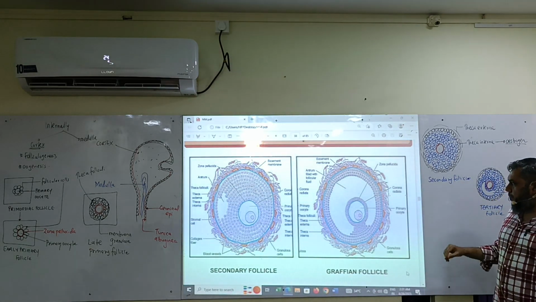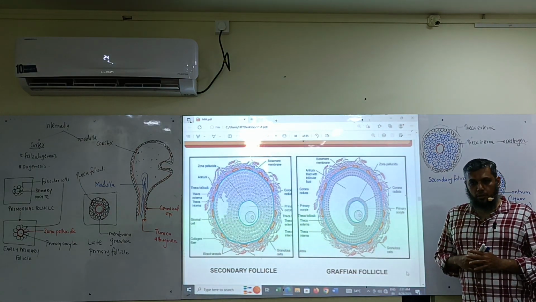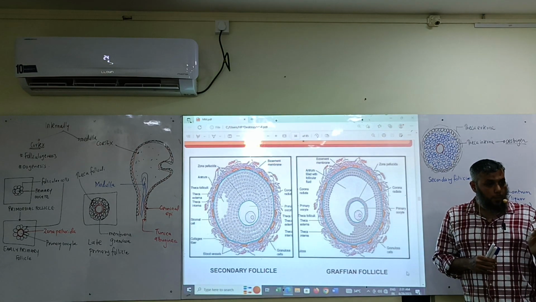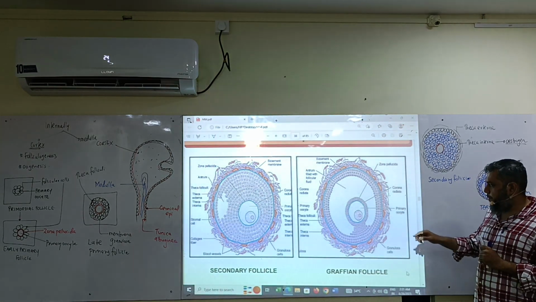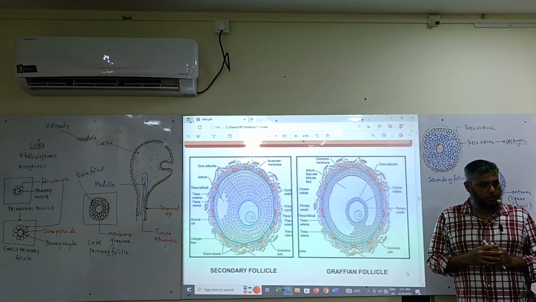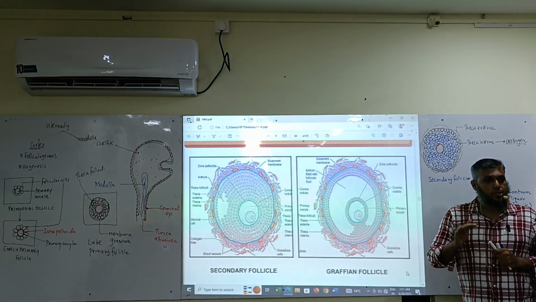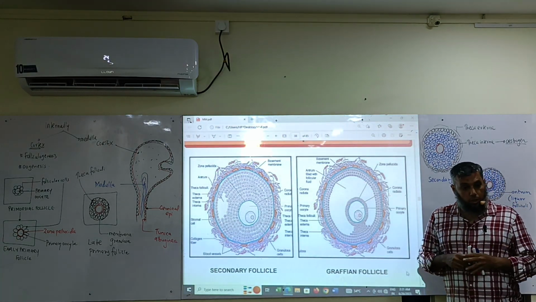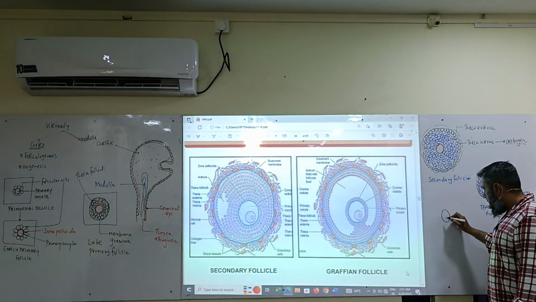And now the primary oocyte changes. How? Come to know later. Into a new cell which is called as a secondary oocyte. क्या फॉर्म हुआ? सेकेंडरी oocyte. एक छोटा सा डायग्राम बनाते हैं यहाँ पे.